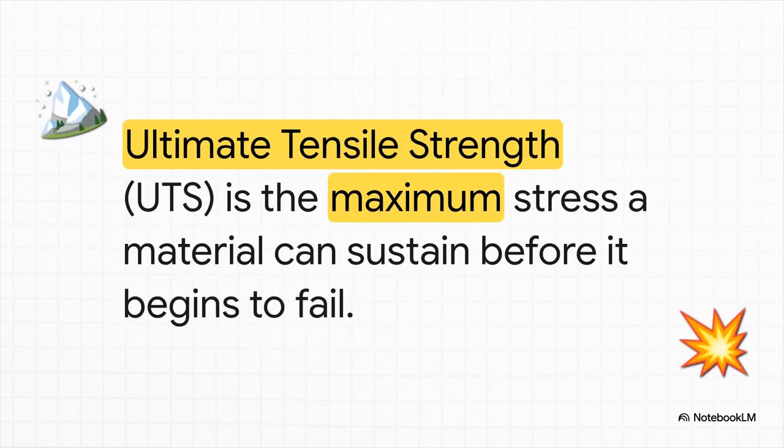Now, as we keep pulling, something interesting happens. The material actually gets a little bit stronger for a while. That's a process called strain hardening. But eventually, we reach the climax of the whole story, the ultimate tensile strength, or UTS for short. That's the very highest point on the curve. It represents the absolute maximum stress the material can possibly handle.